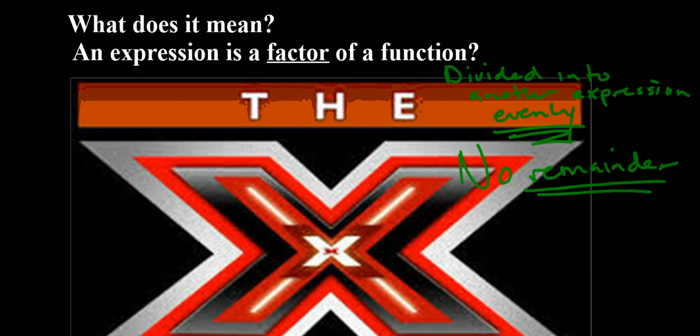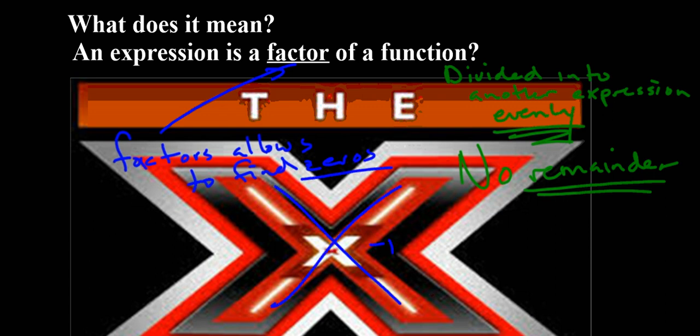Now, why are factors so important? Because factors are what we use to find zeros. Factoring polynomials allows us to find zeros, which we know are the x-intercepts of a function, or can be real x-intercepts of a function. That's why this is so important, and that's why we're finding them.